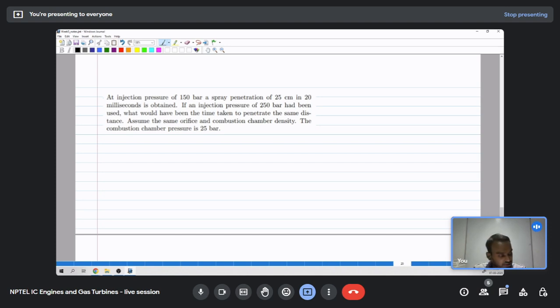At an injection pressure of 150 bar, a spray penetration of 25 centimeter in 20 millisecond is obtained. If an injection pressure of 250 bar had been used, what would have been the time taken to penetrate the same distance? Assume the same orifice and combustion chamber density. The combustion chamber pressure is 25 bar. So how can I solve this problem?